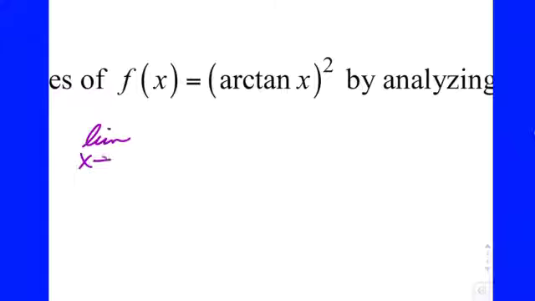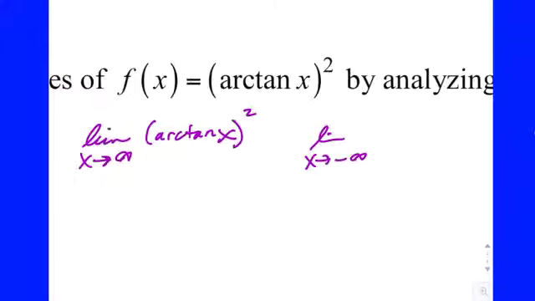If I take the limit as x goes to infinity of this function, and I'll go ahead and write it, arctangent of x squared. That would be the right end behavior. And then I'm going to work vertically here, so I'm going to set up this other one on my next column. The limit as x goes to negative infinity of arctangent of x squared. Okay, so this would be the analysis that you would show when you're analyzing end behavior, looking for the existence of any possible horizontal asymptotes.